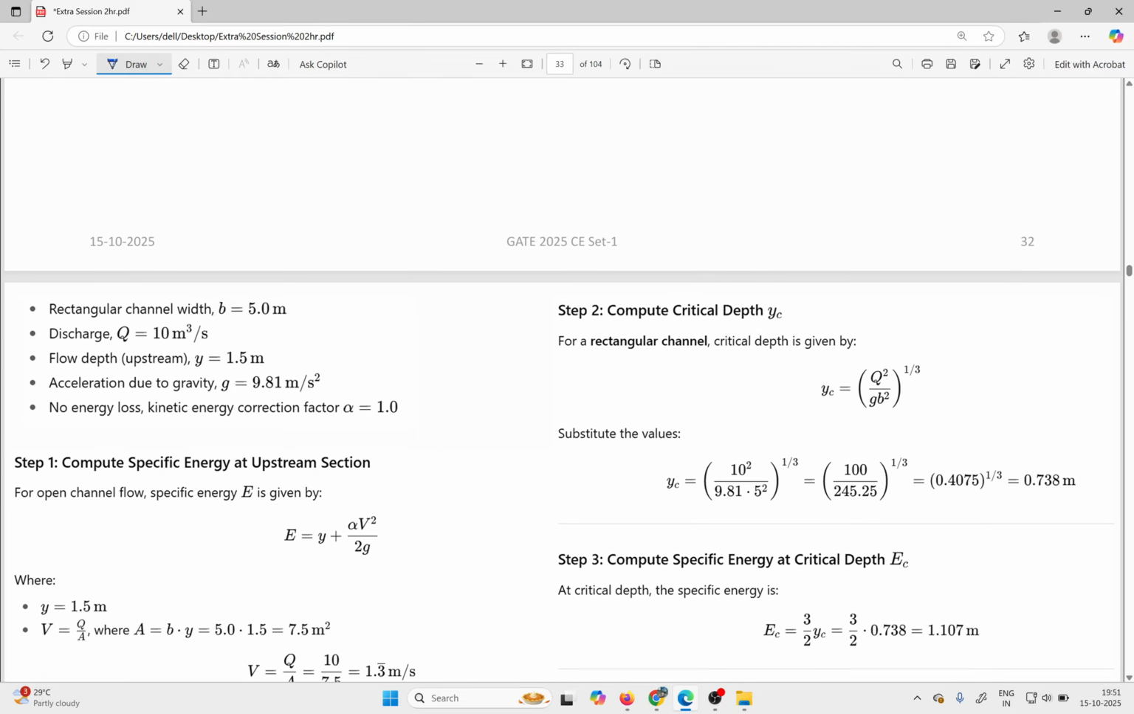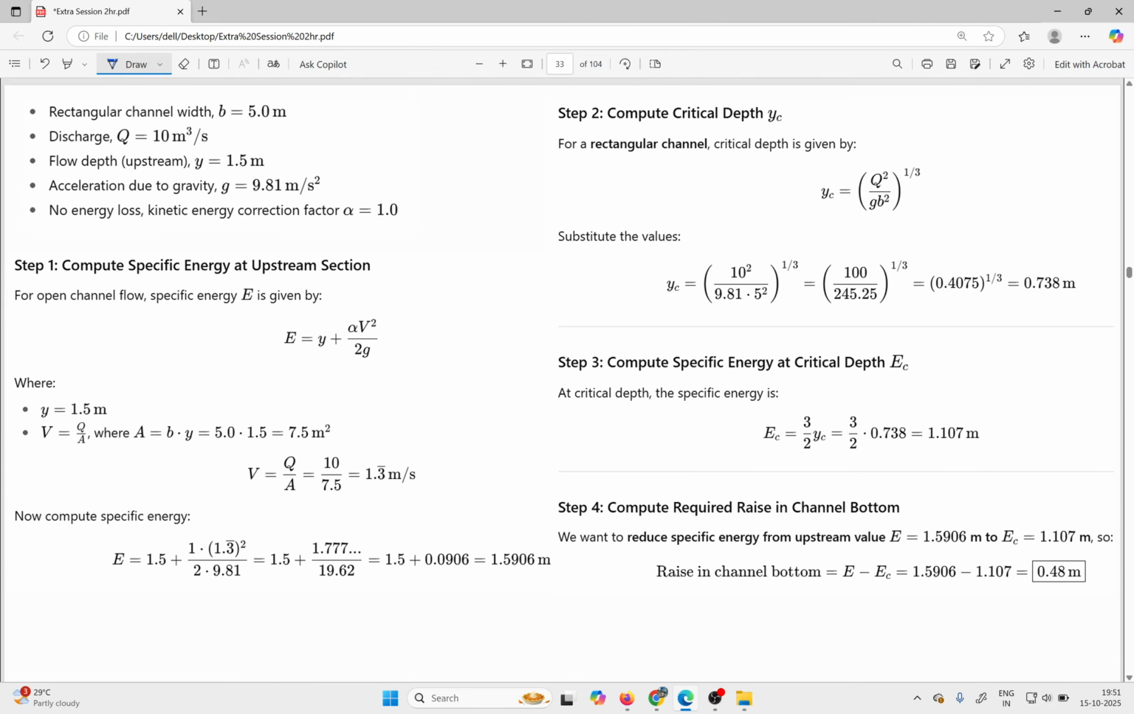So here I have the step by step solution. How will you proceed? I'll just go through it because we don't have that much time. So I will not calculate here. The calculation is already ready.